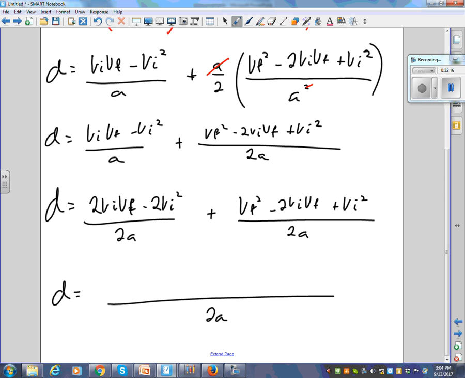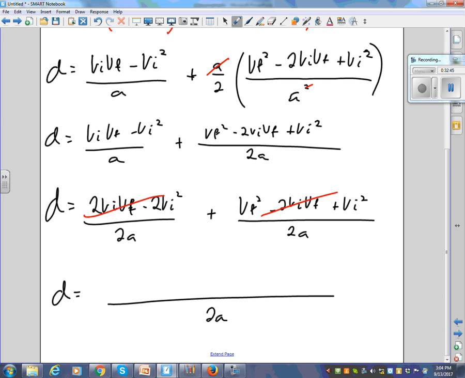Okay, so how do you add fractions when you have a common denominator? You just add the tops, right? And here's where the cool part happens. Aren't you glad you paid attention to math? So you get to combine like terms. I've got 2 VI VF, and I've got minus 2 VI VF. Is that not the best feeling?